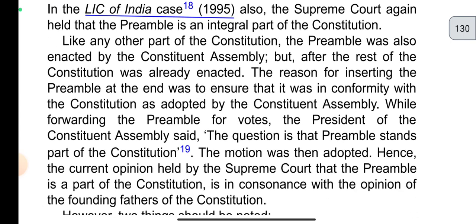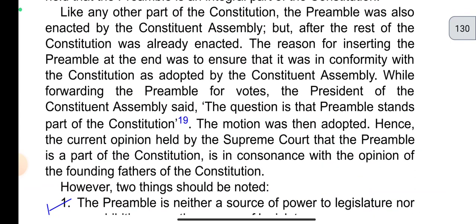Like any other part of the Constitution, the preamble was also enacted by the Constituent Assembly, but after the rest of the Constitution was already enacted. The reason for inserting the preamble at the end was to ensure that it was in conformity with the Constitution as adopted by the Constituent Assembly. While forwarding the preamble for votes, the President of the Constituent Assembly said, "The question is that the preamble stands part of the Constitution." The motion was then adopted. Hence, the current opinion held by the Supreme Court that the preamble is part of the Constitution is in consonance with the opinion of the founding fathers of the Constitution.